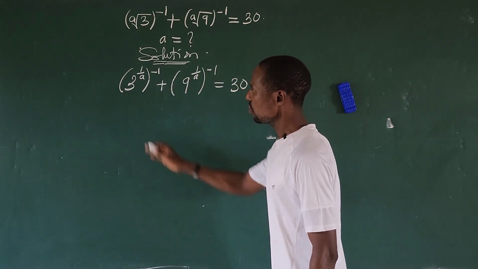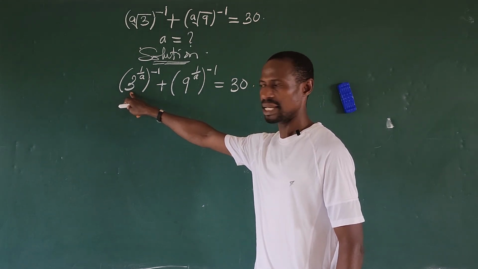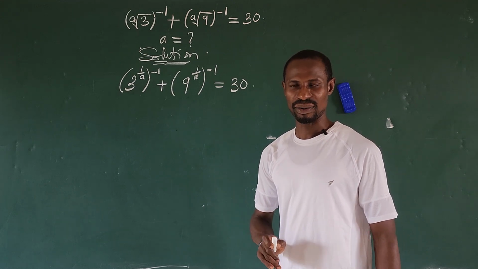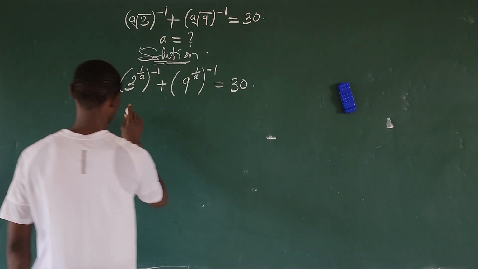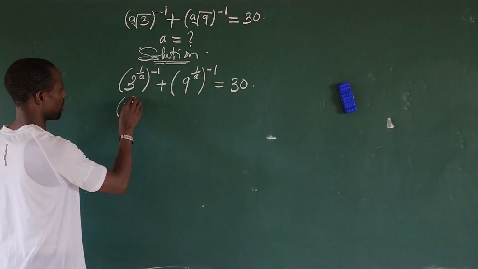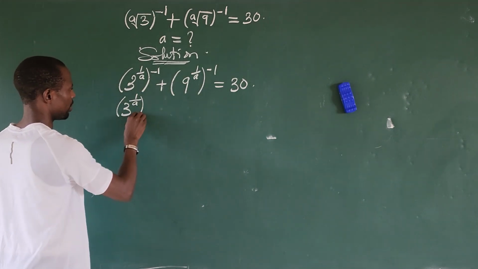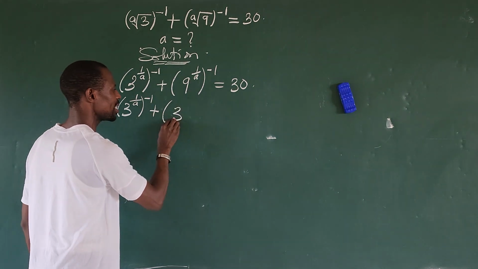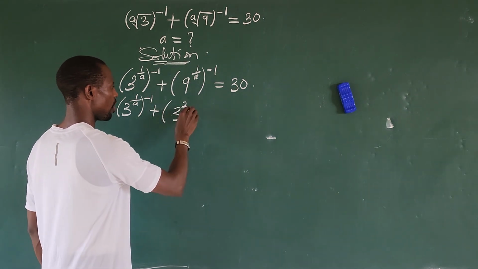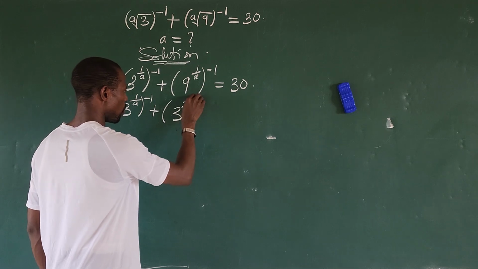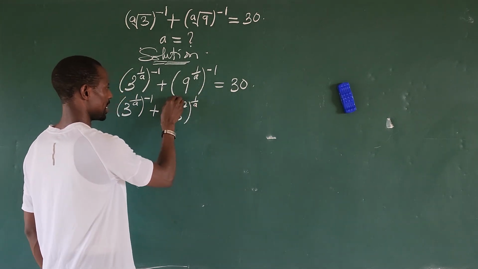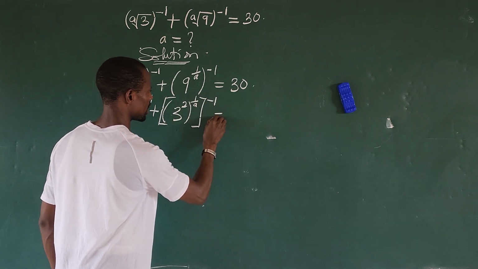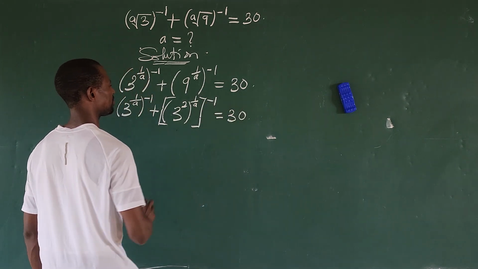Here we are having 3 as the base number. Here we have 9. We can express 9 as 3 to the power of 2. So let's rewrite this: (3^(1/A))^(-1) plus [(3^2)^(1/A)], in a square bracket, all raised to minus 1. This is equal to 30.